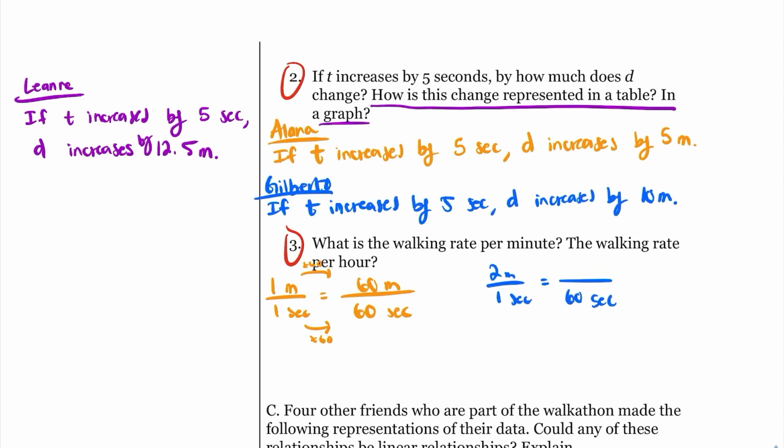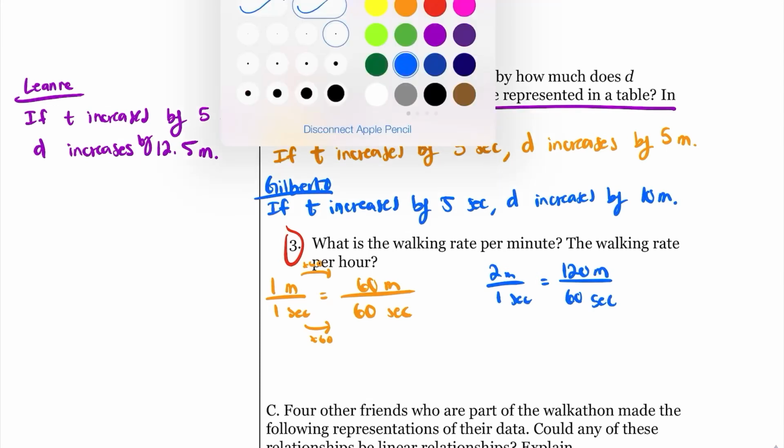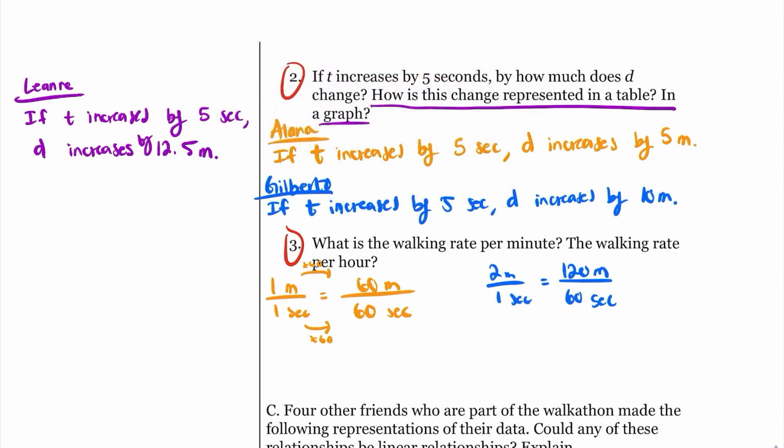And so we're multiplying this by 60. So you get 120 meters in 60 seconds. And then finally, Leanne walks 2.5 meters per 1 second. We want to figure out how many meters she walks in 60 seconds. Let's see, 60 times 2.5.